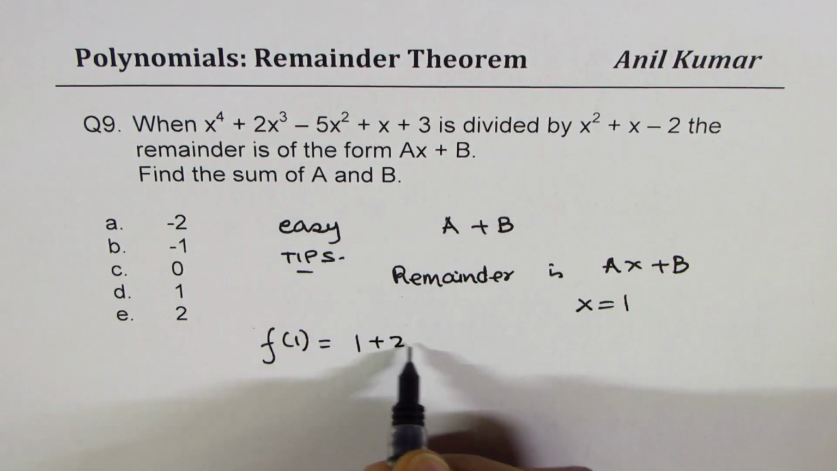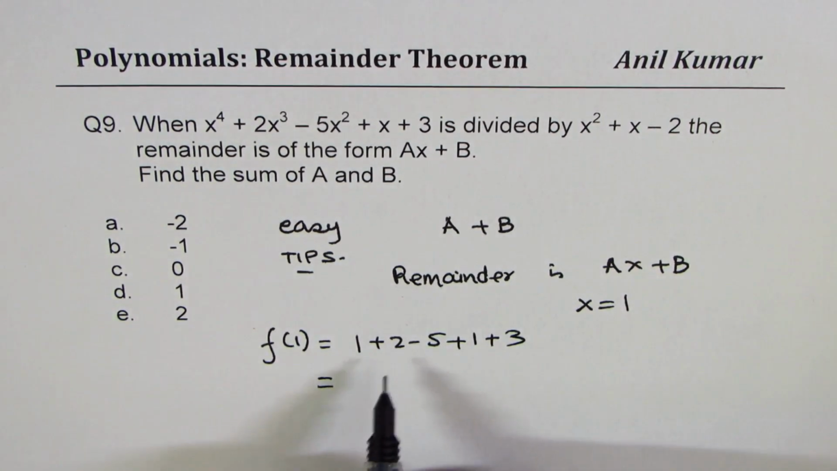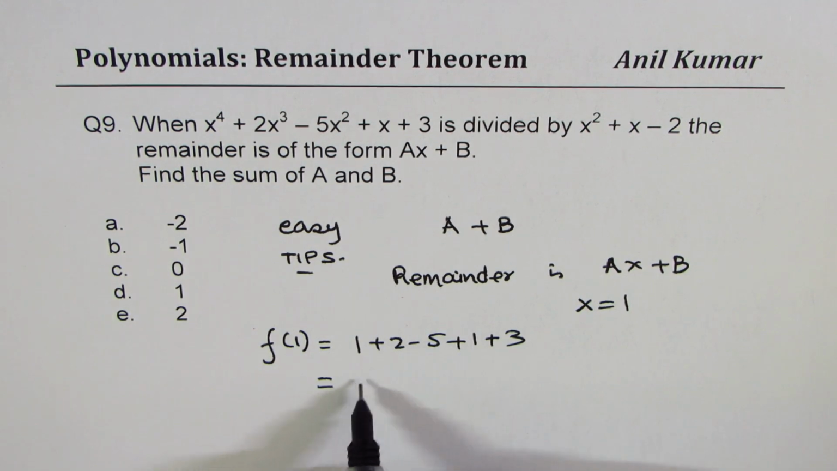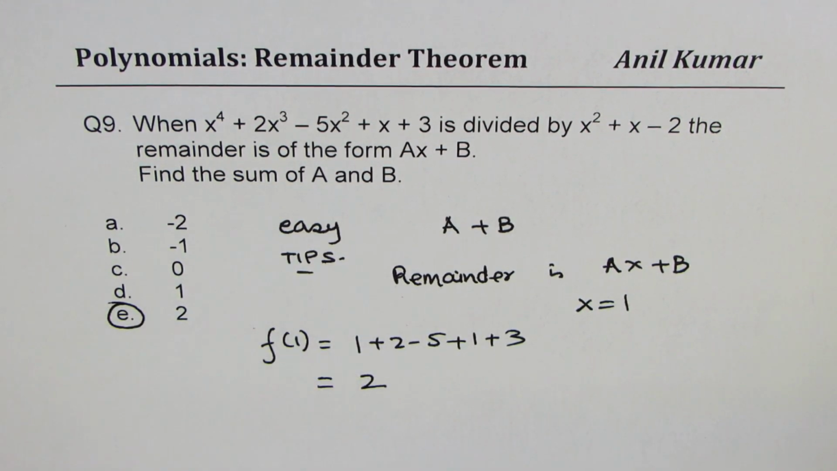So 1 plus 2 minus 5 plus 1 plus 3. And that gives you 1 plus 2 is 3, 3 plus 3 is 6, plus 1 is 7, minus 5 is 2. So option E is the right option.